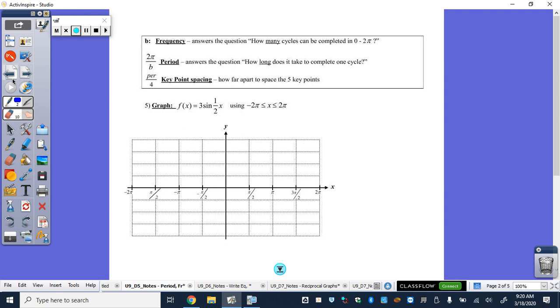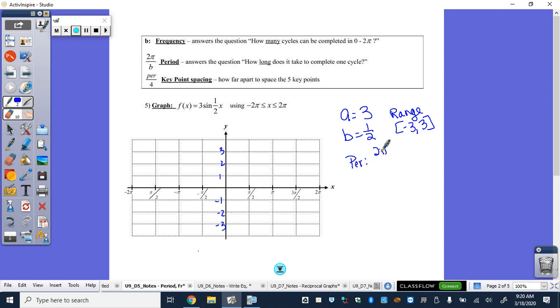So 5, we're going to graph f of x equals 3 sine 1/2 x from negative 2 pi to 2 pi, which is the graph that I have here for you. So I am going to start making myself a list of what I know. Amplitude is 3, frequency is 1/2. Range would be negative 3 to positive 3. So that would mean I'd have to go by ones on my graph if I label my y-axis negative 3 to positive 3.